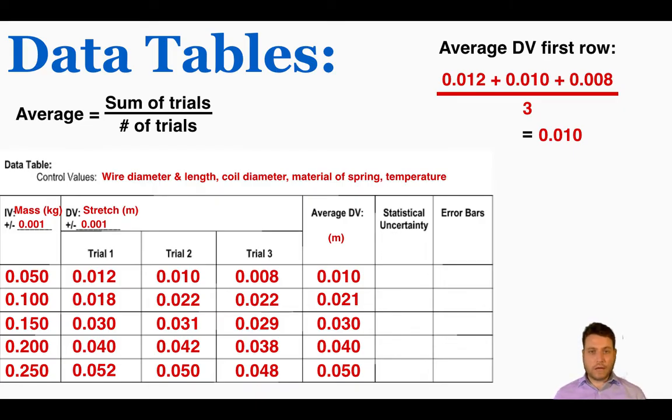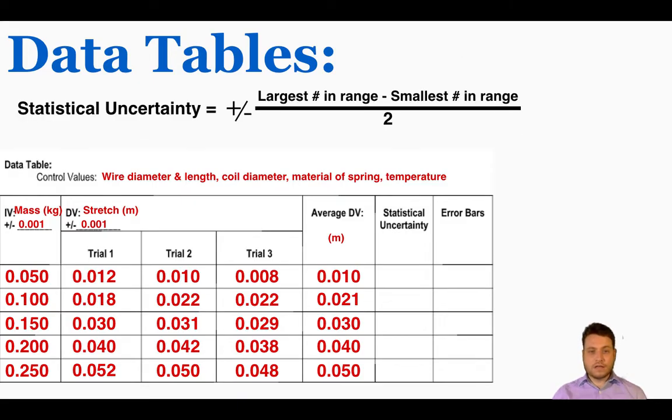So the farther away your numbers are from each other, the farther away your measurements are from each other, the more statistical uncertainty you have. The formula we use to find that statistical uncertainty is the largest number in your range, that's the largest dV in this case, minus the smallest number in your range, divided by 2. As an example, if the largest number in a range were 6 and the smallest number were 2, 6 minus 2 is equal to 4, and half of that is 2.